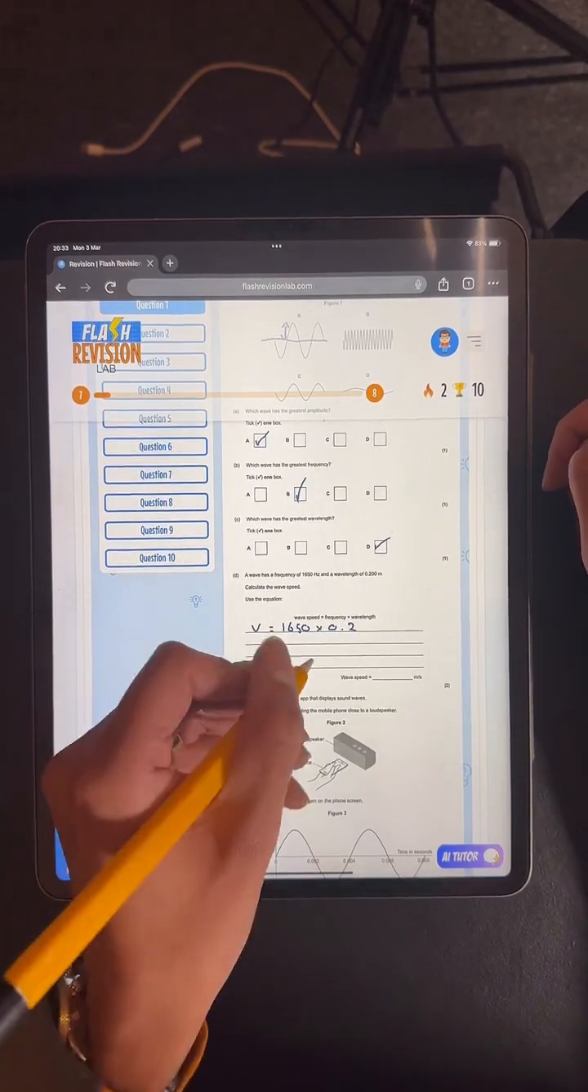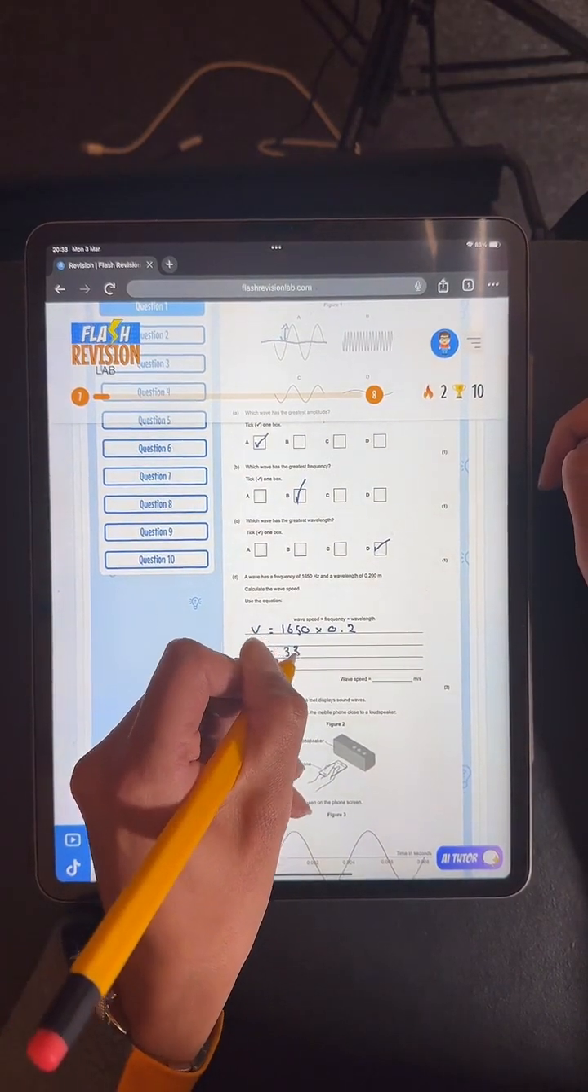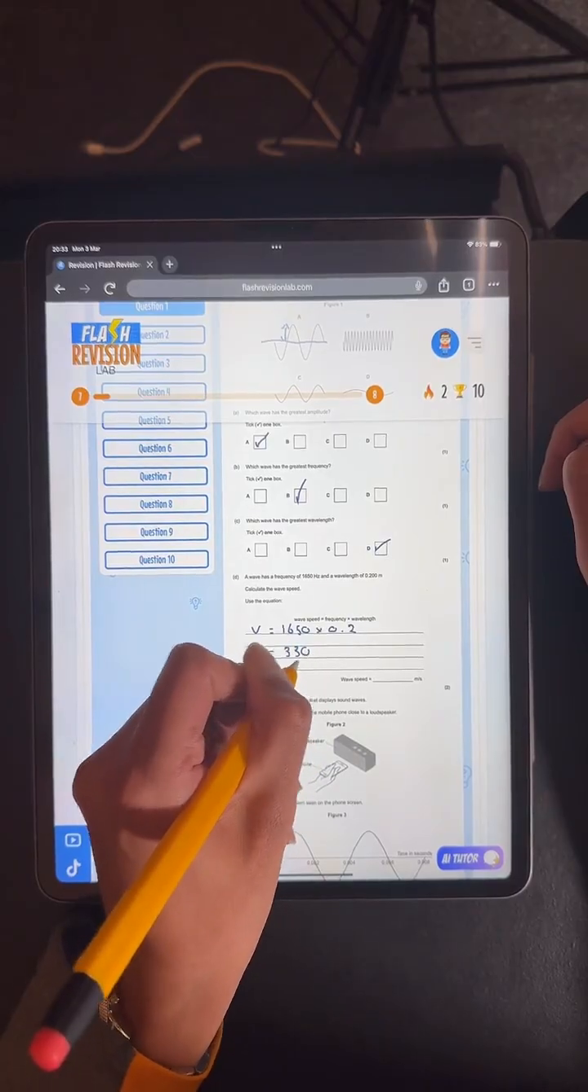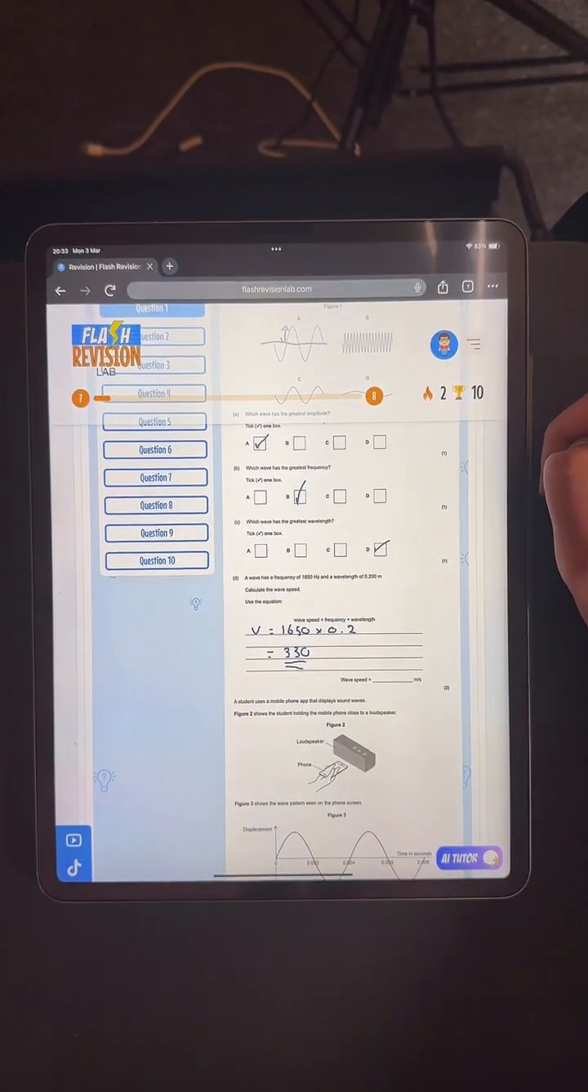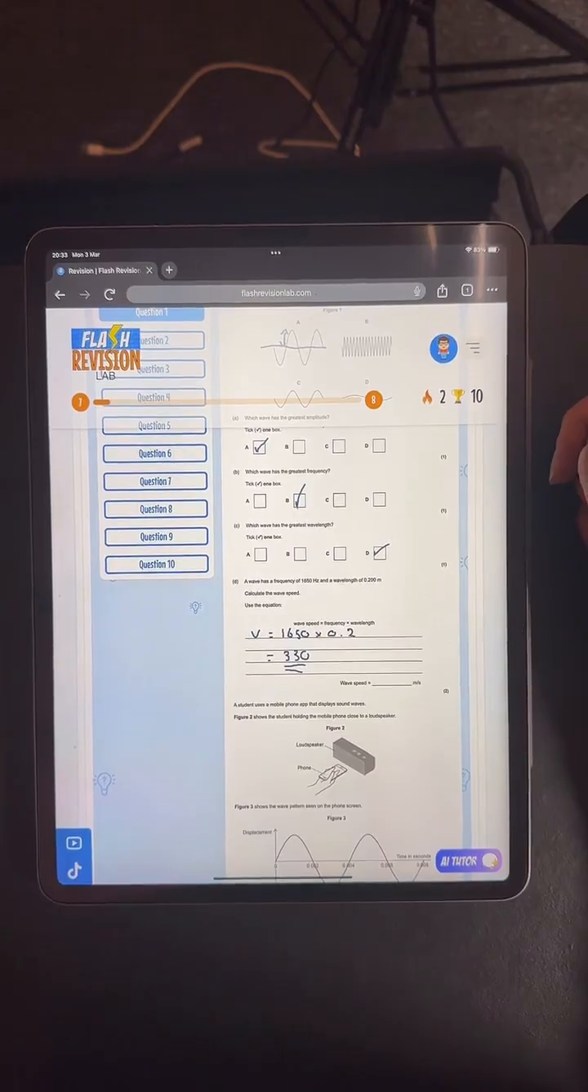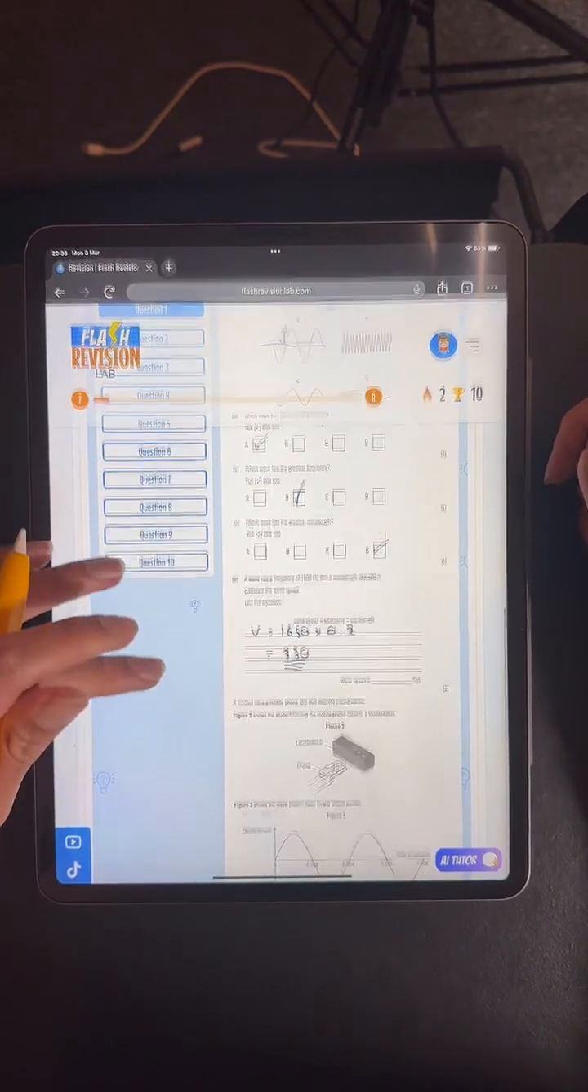$330. That is correct, 330. Okay, I'll go on to the next question.